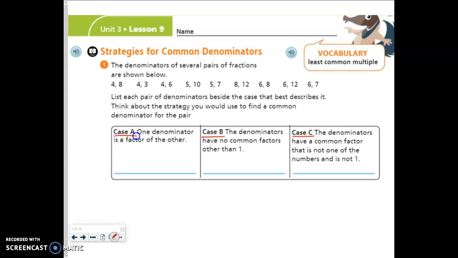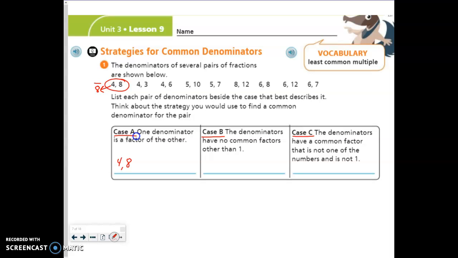If I look at case A, it is one denominator is a factor of the other, and that's going to be this first one right here that I've circled. That is an example of case A, where if I look at 8, my larger denominator, I should see 4 in my factor list for that. 4 times 2 equals 8, meaning I can leave the 8 alone and I can simply change this denominator 4 to an 8, and then I get by with only having to change one fraction, and I can leave the other one alone. That's, again, in my opinion, the easiest one, because in the long run I only need to change one denominator. That saves me a lot of time and energy.